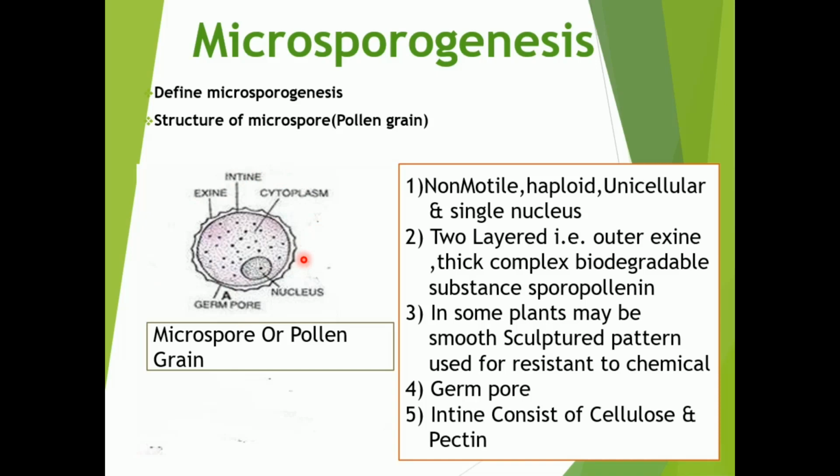In some plants, the outermost layer exine is smooth in pattern. Why is it called smooth? Because this smooth nature is generally used for resistance to chemicals. And now the intine consists of two polysaccharides, for example cellulose and pectin. So this is about microsporogenesis.